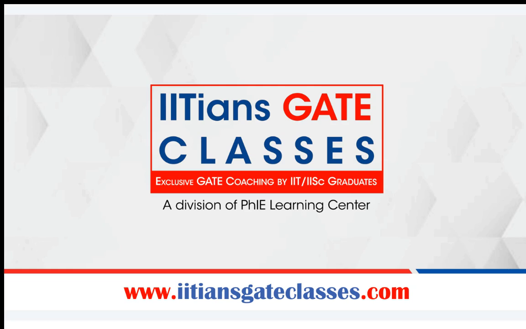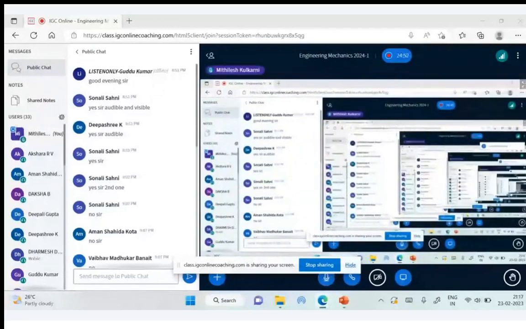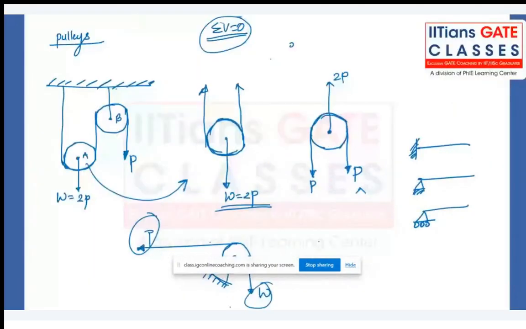Let me share my screen again. As I'm connecting through two devices, if any issue happens, the device automatically switches the presenter mode. I hope now you will be able to hear me and see my screen.